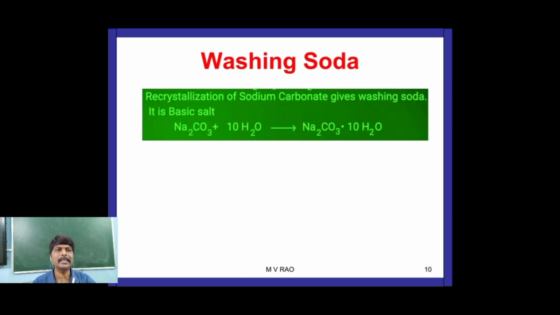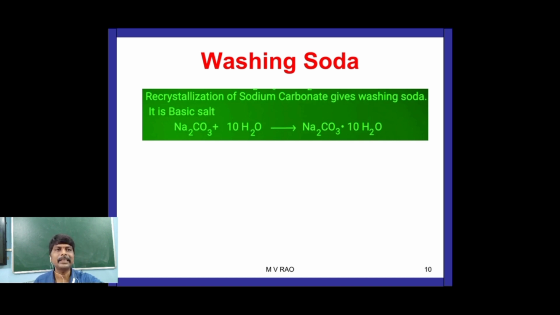Washing soda formula is Na2CO3·10H2O. How to read this? Sodium carbonate decahydrate. Sodium carbonate decahydrate is called washing soda. So how to get this washing soda? Recrystallization of sodium carbonate gives washing soda. Sodium carbonate, add water and make crystallization, you will get washing soda.